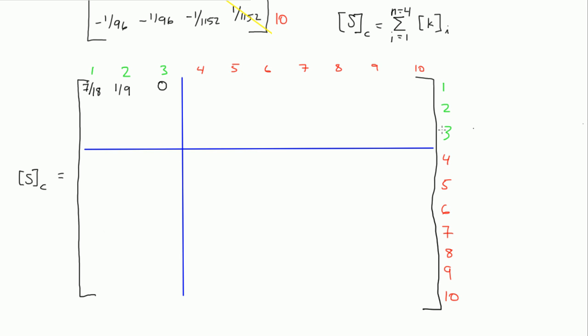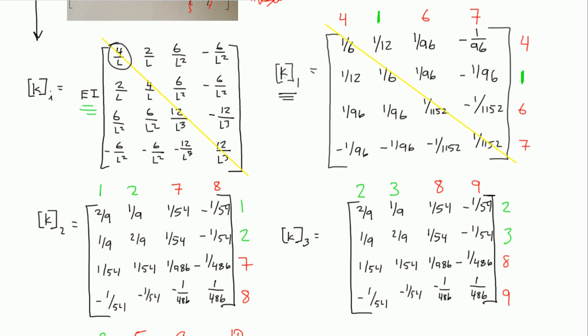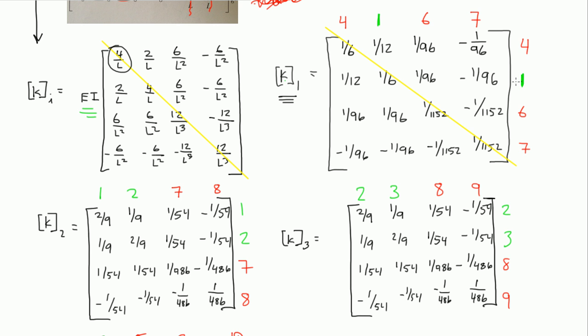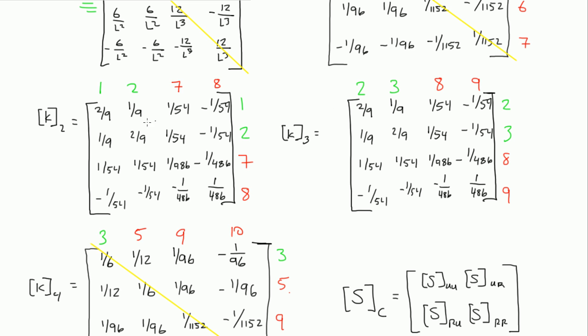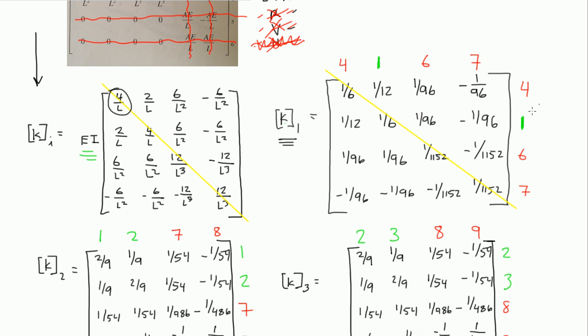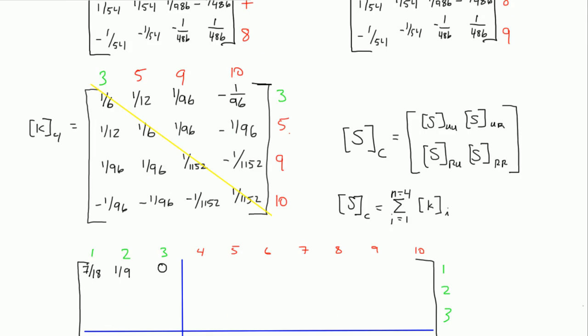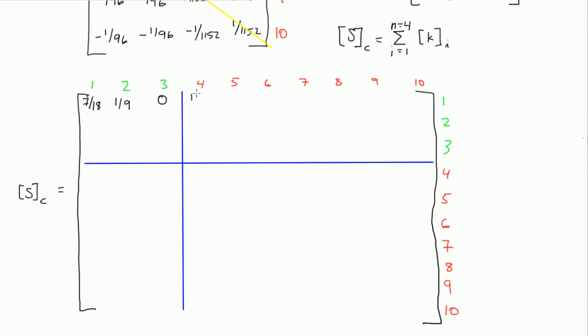Okay, so the next one you would do is 1, 4. You look up here, you start with K1. Is there a 1, 4 here? Yeah, there is. There's a 1/12 here. And then is there a 1, 4 here for K sub 2? No, there isn't. For 3 and 4, again, there's only one location where there's a 1, 4, and that's that 1/12, right? So you come over here and plug in 1/12.